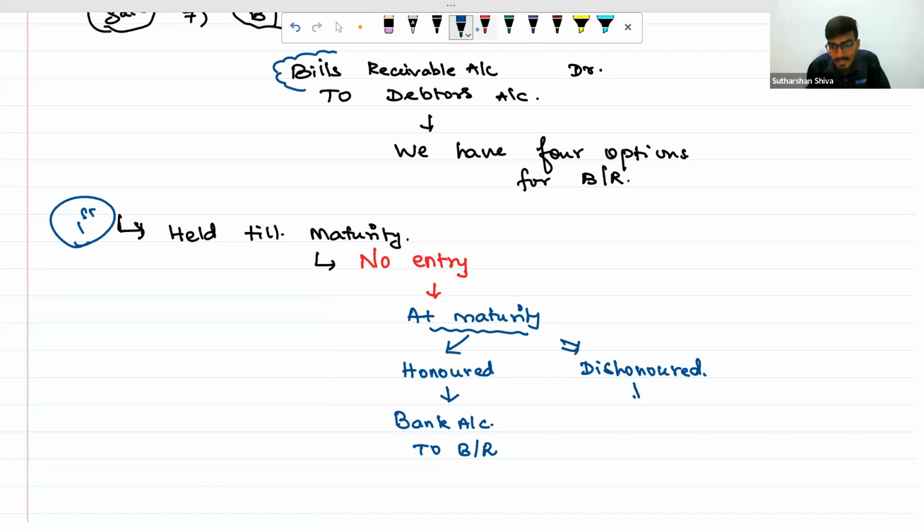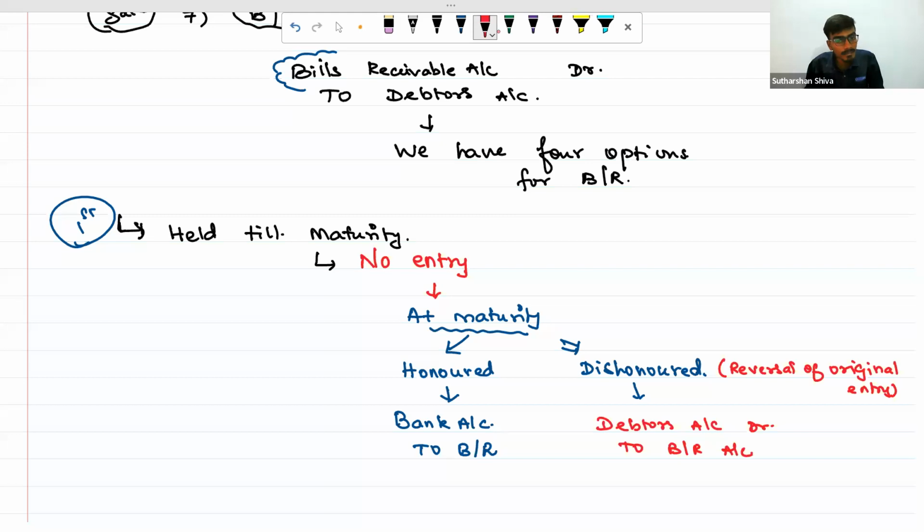Suppose there is a dishonor, that is what comes into the picture: reversal of the original entry. What is the reversal of the original entry? Here, what is our original entry? Bills receivable to debtors. Here we will do debtors account debit to bills receivable account. This is for held till maturity, and after that at maturity date.